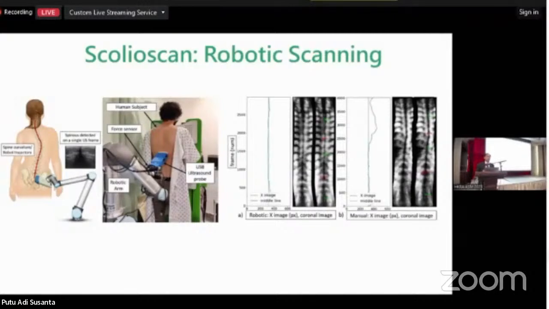So that is very straightforward, a robotic arm, because I know many of the sonographers have fatigue. Okay. So this is why we are thinking about that. If we keep scanning the whole day, that will be a huge problem. So this is why it's very natural.